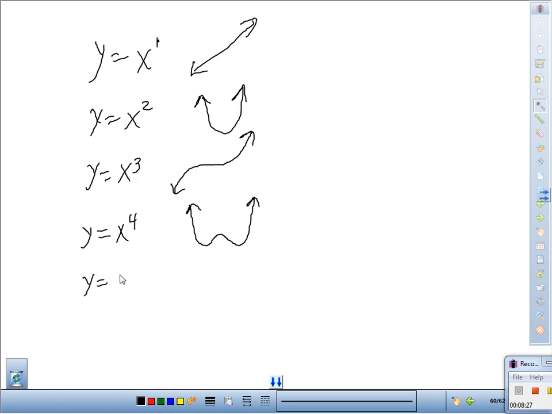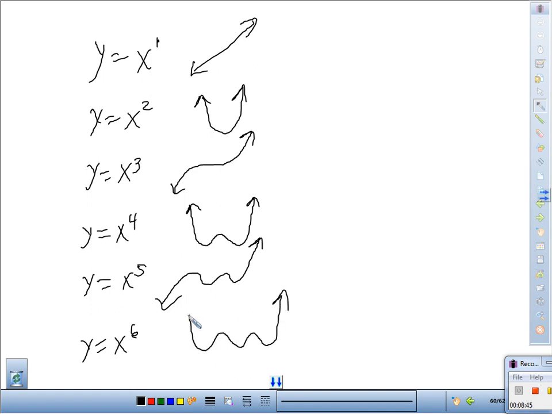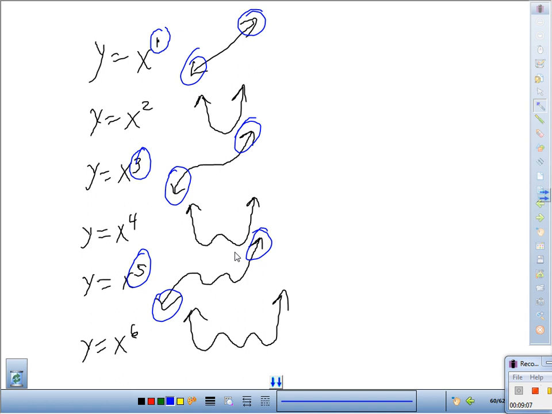And then y equals x to the fifth. And that looks something like that. And then y equals x to the sixth. And I said when we covered this, especially for those taking notes like if it was today: look at this. Odd, odd, and odd. They all start at the bottom and they end up at the top. Start at the bottom, end at the top. You guys notice that pattern?